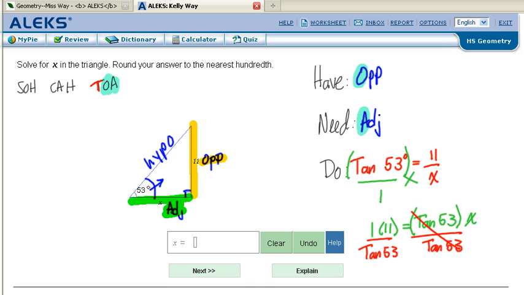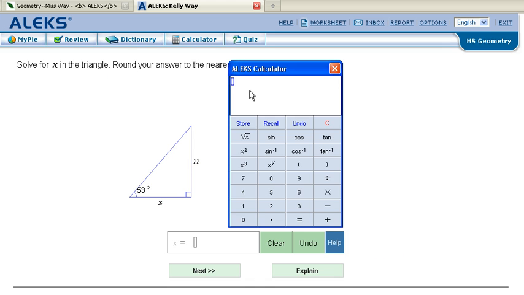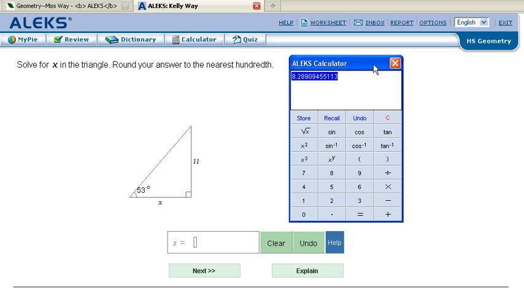So we come up to our calculator, and we take 11 divided by the tangent of 53 degrees, and we get, in this case, 8.28909. Says round to the nearest hundredth right there. So we go to the second place, and that's 28, and that's a 9, so that's going to be 29. So it's 8.29. You have to be very careful with Alex here. It is very detailed, and there are no units to consider, so 8.29 is the answer.